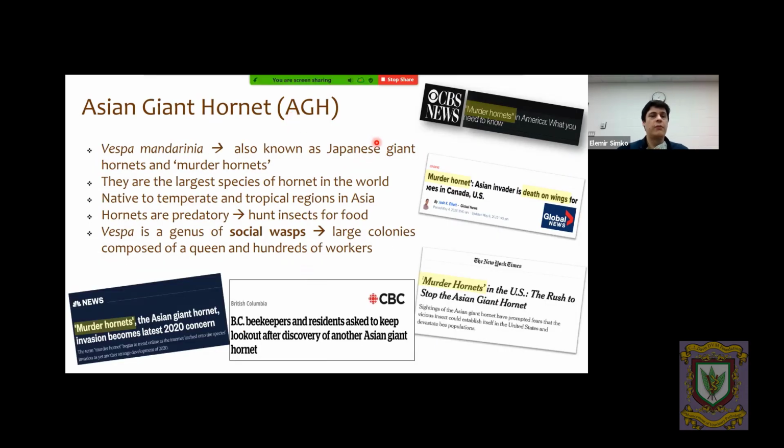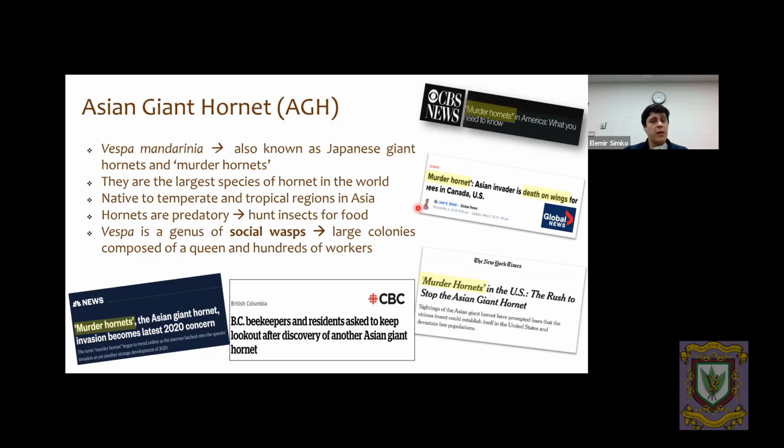Moving on to the Asian Giant Hornet. Those hornets were pretty popular in the media lately. Media has been calling it the murder hornet, or even death on wings. Pretty drastic names. We are talking about the Vespa mandarina. This is the scientific name, but it's also known as the Japanese giant hornet. They are the largest species of hornet in the world, and they are native to temperate and tropical areas of Asia.